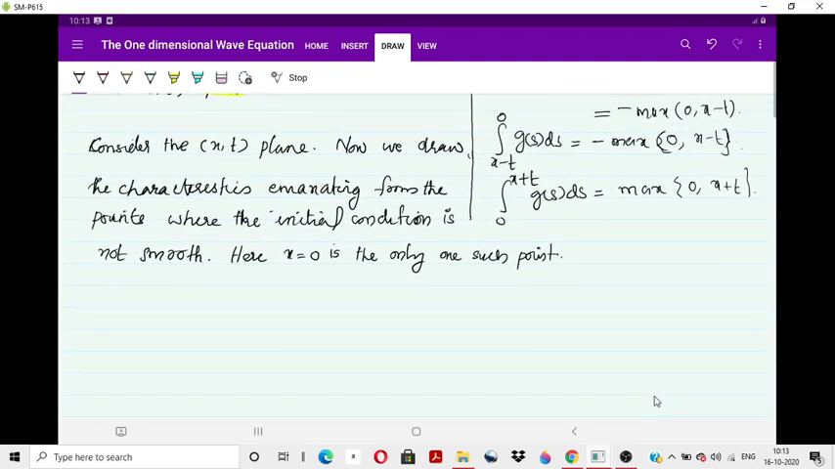And for this problem, we know that the characteristics are given by x plus or minus ct is equal to a constant in the general case. So here c is equal to 1. So the characteristics of this problem are given by x plus or minus ct equal to a constant. Let it be some k.